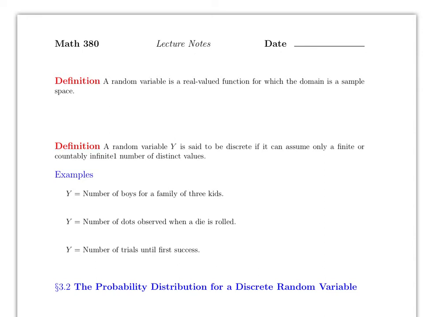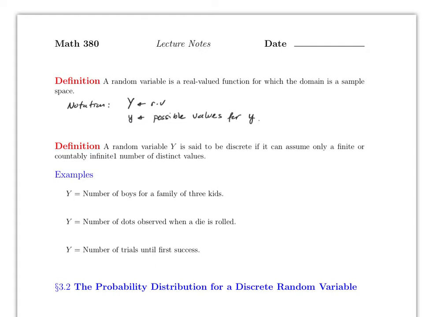So for notational purposes, we're going to use a capital Y to denote the random variable, and then lowercase y will be the possible values for the random variable. Okay.